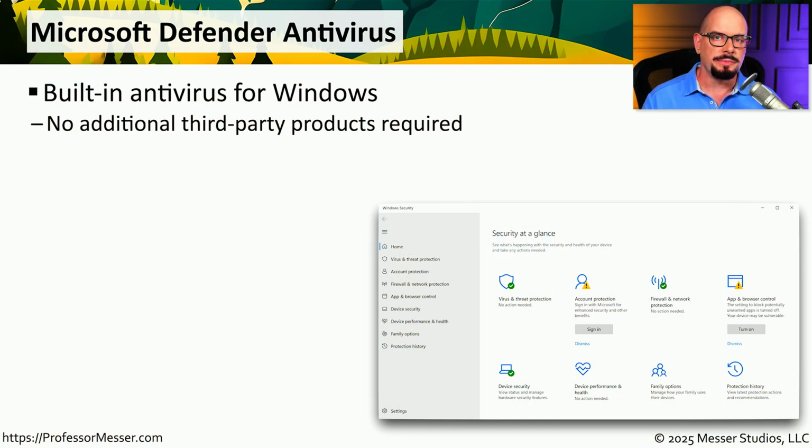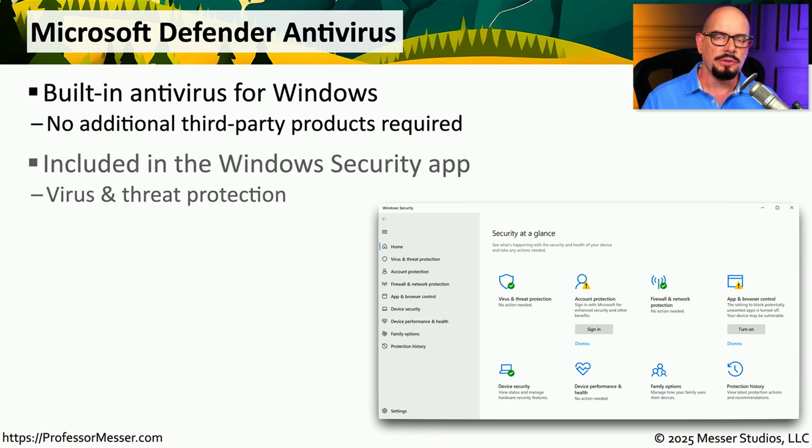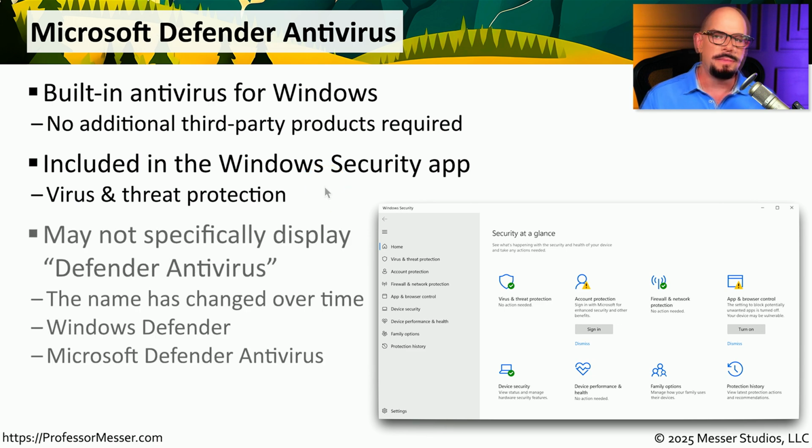The Windows operating system contains comprehensive antivirus and anti-malware functionality in Microsoft Defender Antivirus. This is integrated into the operating system and installed and turned on by default. You'll find all of the information about Windows Defender Antivirus under the Windows Security app, specifically the section for virus and threat protection. Depending on the version of Windows you're using, you could see different names for this application.